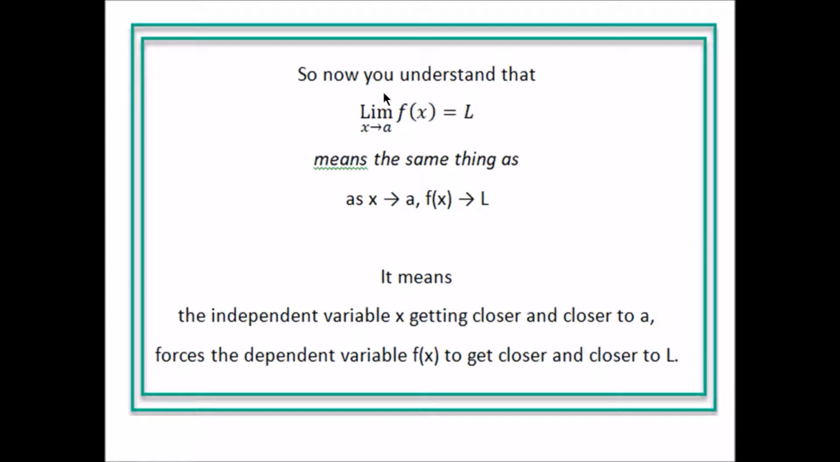Okay? So this means the same thing as x converges to a, but it never equals a. And if that happens, f of x automatically is forced to converge to L. It means that the independent variable getting closer and closer to a forces the dependent variable to get closer and closer to L.